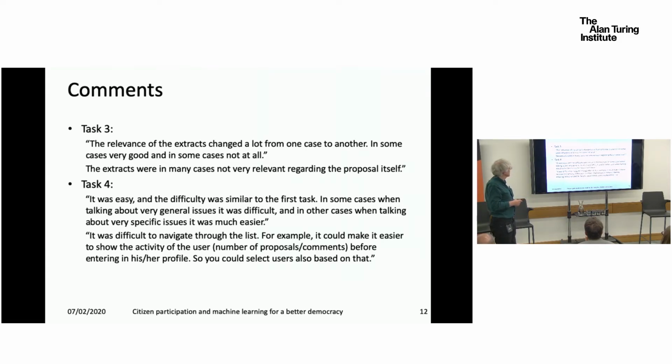And finally, task 4, looking for similar users. It was easy, and the difficulty was similar to the first task. In some cases, when talking about very general issues, it was difficult. In other cases, when talking about very specific issues, it was much easier. It was difficult to navigate through the list of similar users. For example, it would make it easier to show the activity of the user, number of proposals, comments, before entering his or her profile. So you could select users also based on that.